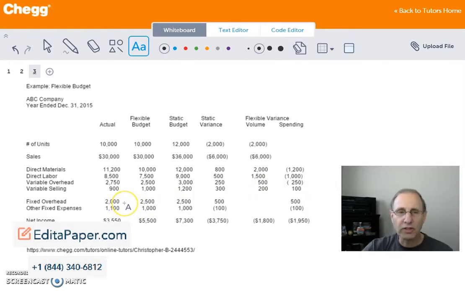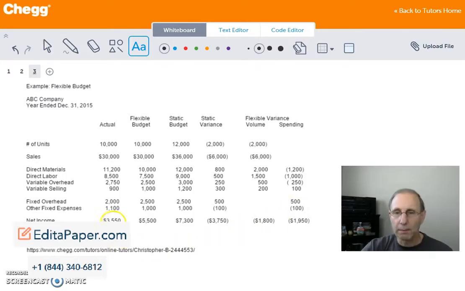Next, we go into our fixed overhead and fixed expense variance analysis, which in this case is all spending. Remember that fixed expenses are constant, so we're comparing our actual level of spending, which should not change with the volume levels, to what our flexible and static budget said. And in this case, our fixed overhead, we were $500 favorable in spending, but our other fixed expenses were $100 more, which gave us an unfavorable spending variance.